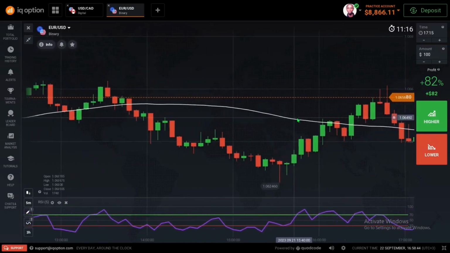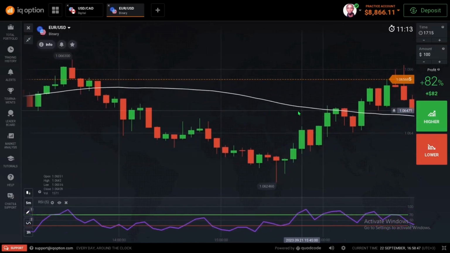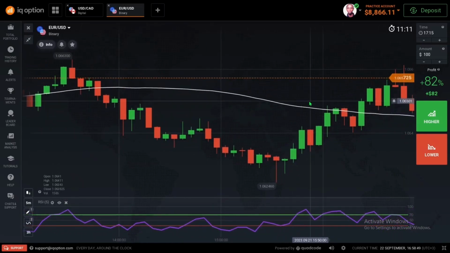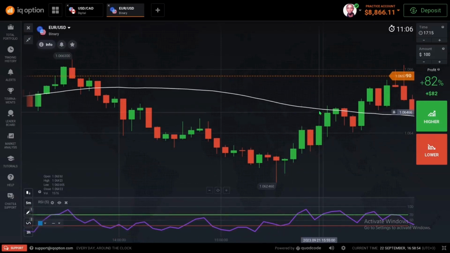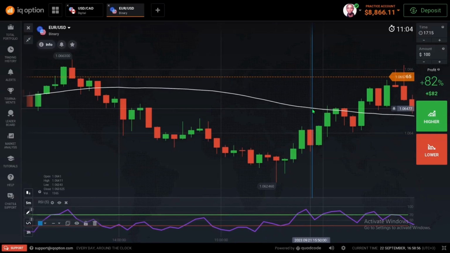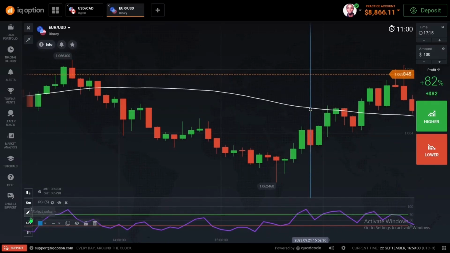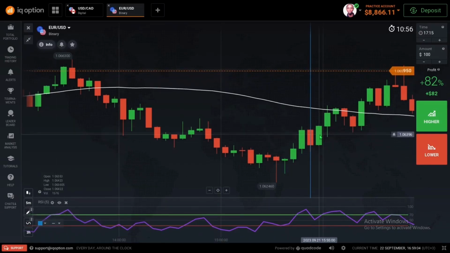I think we got one here. Since price is below the moving average, we are looking for a sell trade. This is our signal. Why? Because RSI has gone above 70 and goes below 70 again on this candle. We take a 5-minute sell trade on this candle. Unfortunately, this time it was a loss.